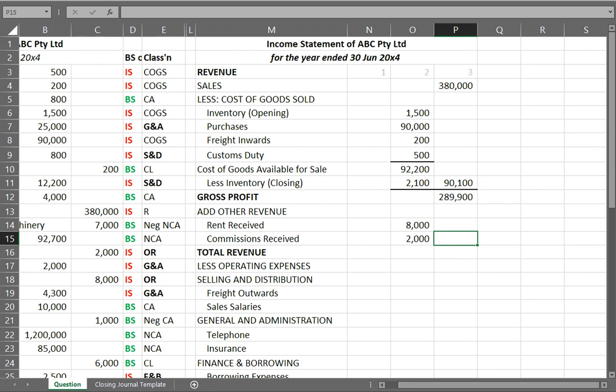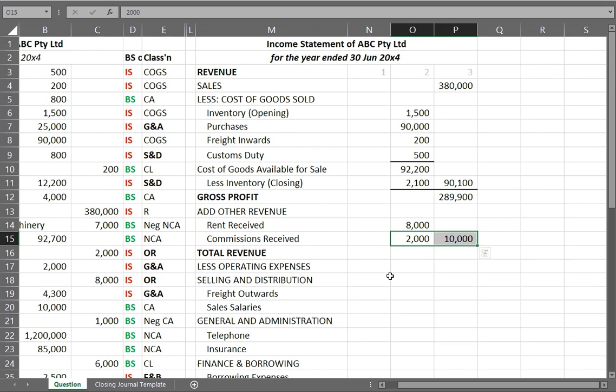So just a reminder, the total is calculated as 8,000 plus 2,000, and the total is shown by using this long line. So you're putting the amount on top of the line to say that whatever is on the left is calculated together. Then total revenue will be gross profit plus other revenue. Okay, so that's total revenue.